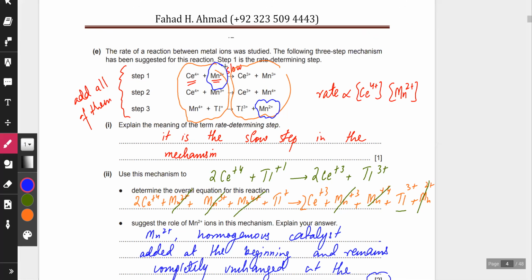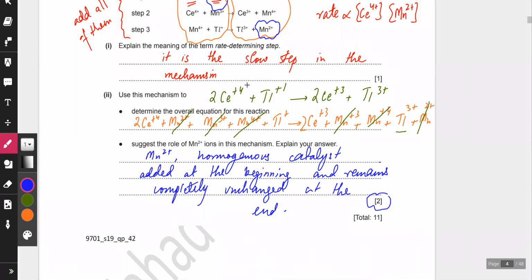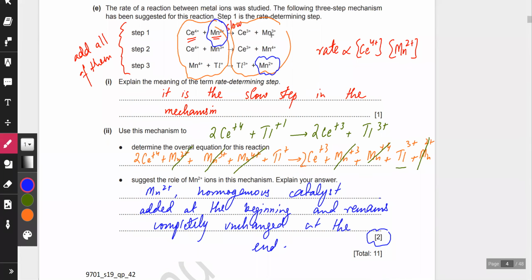Mn4+ wasn't even present in the beginning, which means you're not adding Mn4+. Mn4+ was formed somewhere in the middle and got consumed somewhere in the middle, in step 3. So you don't have anything to do with Mn4+. You're not adding it. The reaction itself is producing Mn4+ and the reaction itself is consuming Mn4+ at a later stage. A catalyst is something you add, at the start. So remember that. Mn3+ also remained unchanged, but Mn3+ is an intermediate. It was formed somewhere in the middle and then got converted from Mn3+ to Mn4+. So that's also not a catalyst, that's an intermediate.